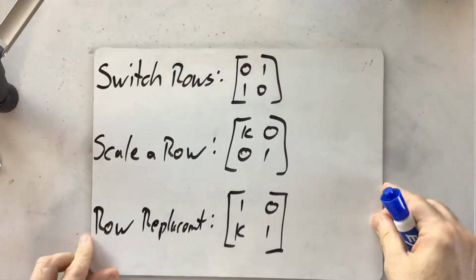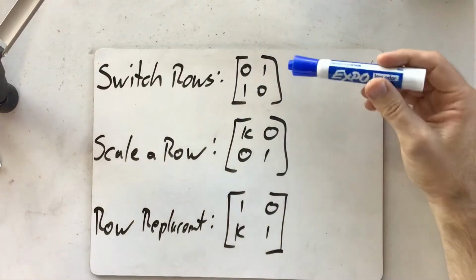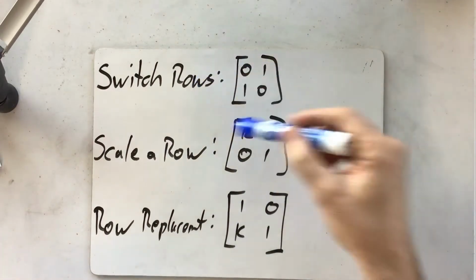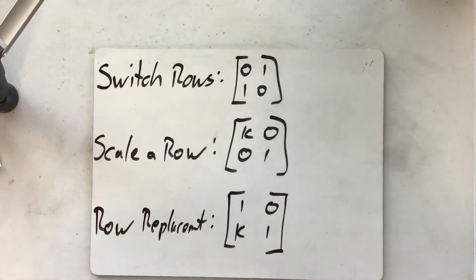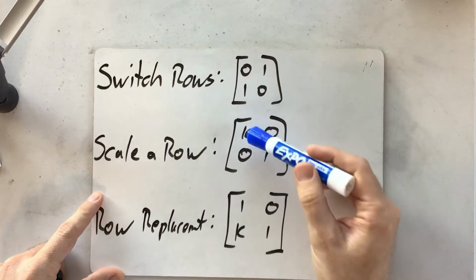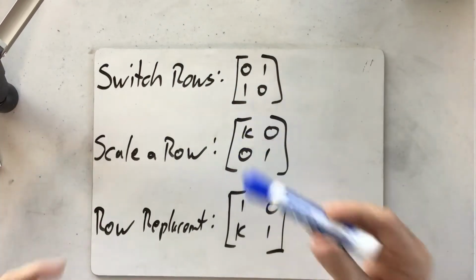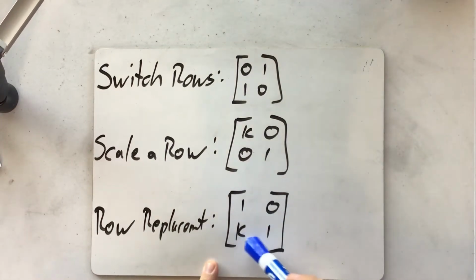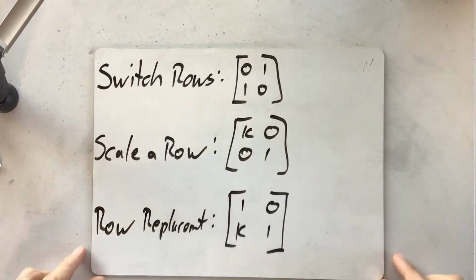In this case, we actually only have three types of elementary matrices. We have the type that switches rows, and this is what it looks like in a 2x2 case. In a 3x3 or 4x4, it's just a bigger version of this. We have a scale row, where you have your identity and you've replaced one of the ones with a k, and that scales that row by that amount. And finally, you have row replacement, where you've taken k of row 1 and added it to row 2. Sorry, I said that backwards.